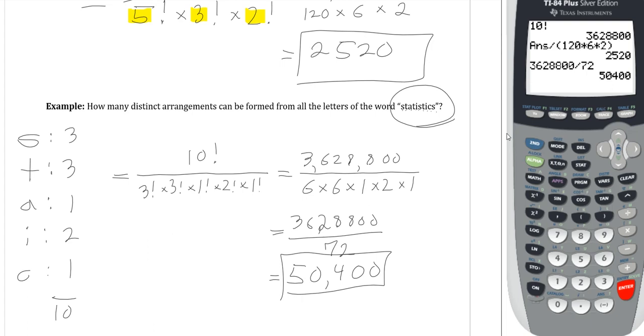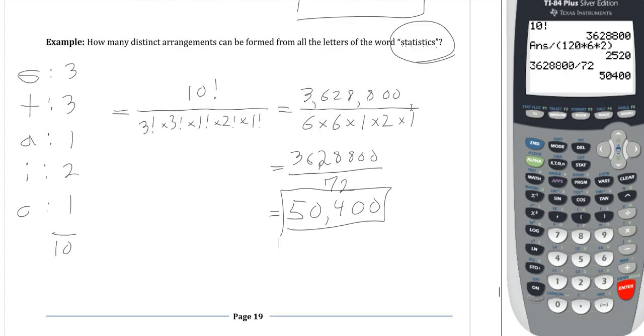Again, there's no quick way in the calculator to do this one, but this formula is available to you on your formula sheet, so you will not need to memorize it. Just make sure you know where to find it.